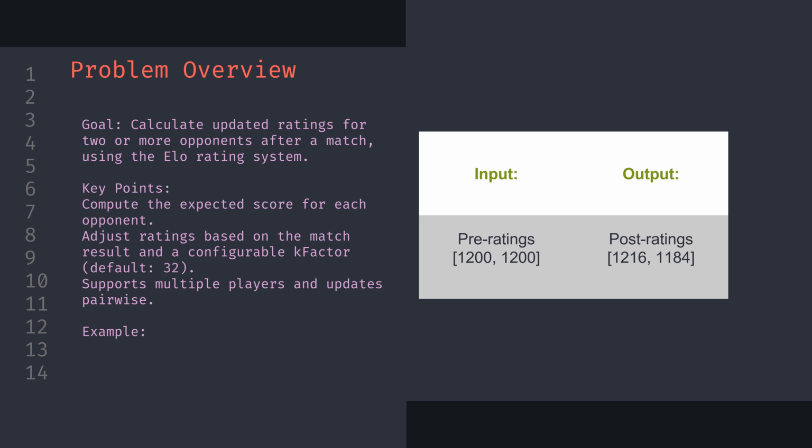The ELO system updates player ratings based on their match results, favoring underdogs when they perform better than expected. Our program handles two or more players, iterating through pairs to calculate updated scores.